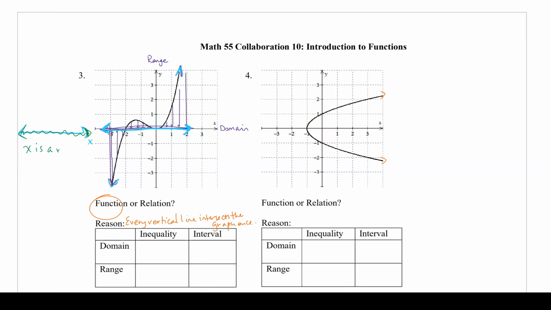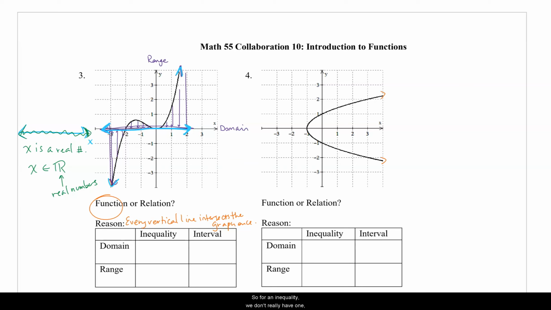X can be any number. We could say x is a real number. Another fancy symbol we can use: x is an element of the real number set. Mathematics is a language of symbols, and mathematicians have symbols for practically everything. And the real number set is definitely one of those that has its own symbol. It looks like an R with an extra bar on the left. It's just our symbol for the real numbers.